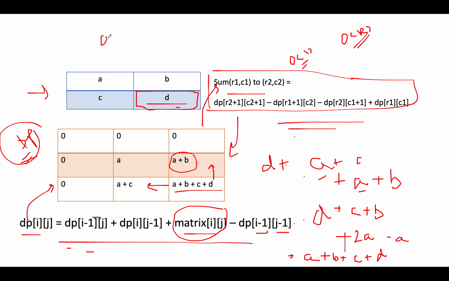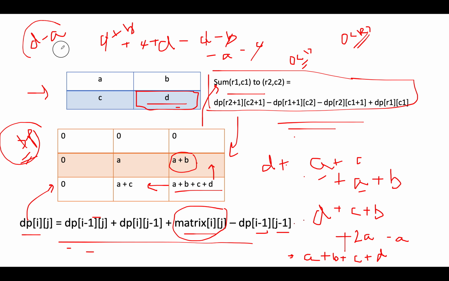What will we get? A plus b plus c plus d minus a minus b, the top value, minus the left value, a minus c. So a gets cancelled, b gets cancelled, c gets cancelled, so we are left with d minus a. Therefore we will have to add the diagonally upwards value so as to get the sum of all the numbers up till this particular index.